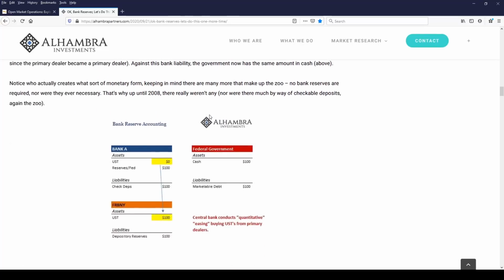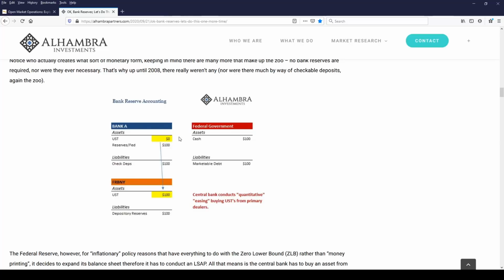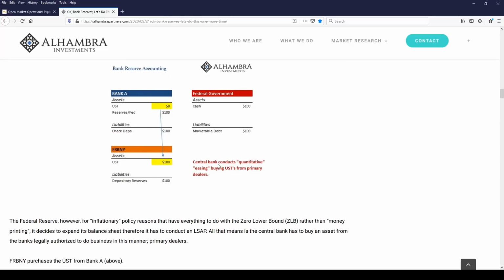Now let's go to the next step. So here's how quantitative easing works. The central banks conduct quantitative easing or open market operations to buy U.S. Treasuries from primary dealers. Now keep in mind that the Fed can also purchase mortgage-backed securities.